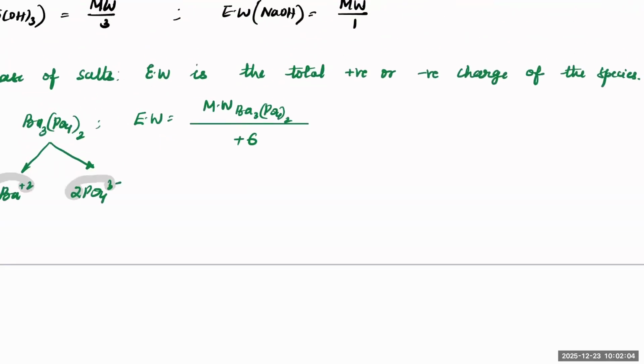I suppose that is clear. Notice, in case you have Na2CO3, sodium carbonate, then the equivalent weight will be equal to molecular weight by 2. Total positive charge or total negative charge. What if I have it like this? See, I have K2SO4.Al2(SO4)3.24H2O. This is called potash alum.